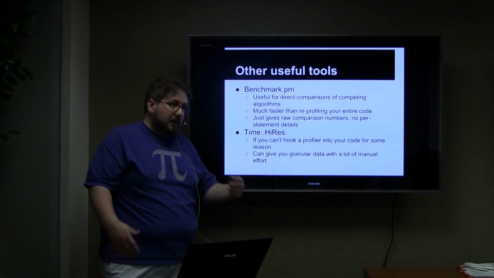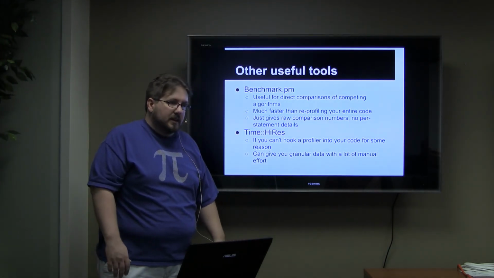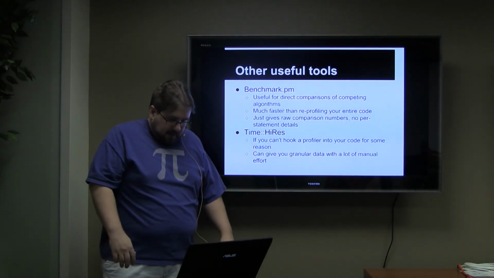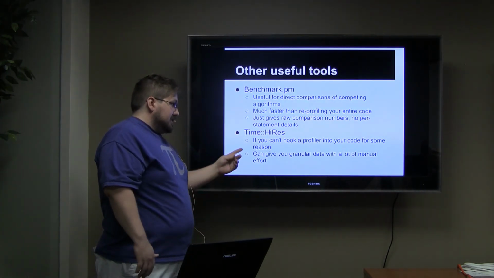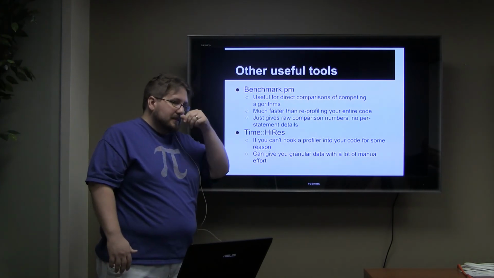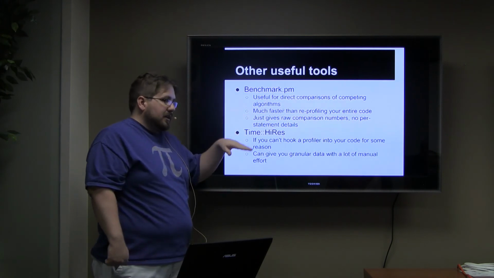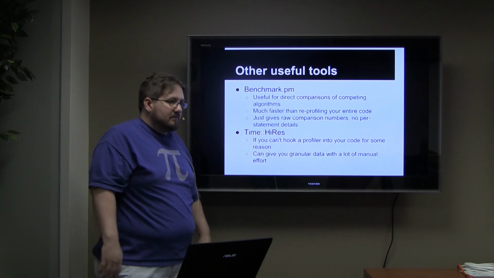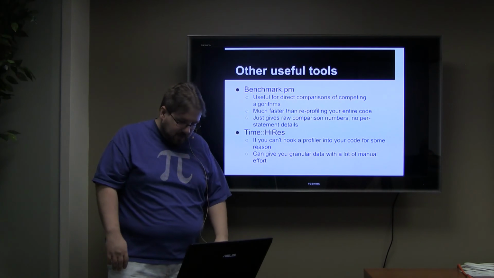And then some other useful tools. Benchmark, if you just want to do direct comparisons of multiple algorithms, it's a lot better because it doesn't have all the overhead of profiling. It just gives you comparison numbers. I'll actually show you an example in a second. And then, if for some reason you can't attach a profiler to your code, you can always just pull out Time::HiRes and get fractional seconds. I forget, it goes down to the nanosecond, I think. So you can just do before and after. This was the time before, this was the time after. The difference is this many milliseconds or nanoseconds or whatever, and then throw it in a log or spit it out to standard error or something.